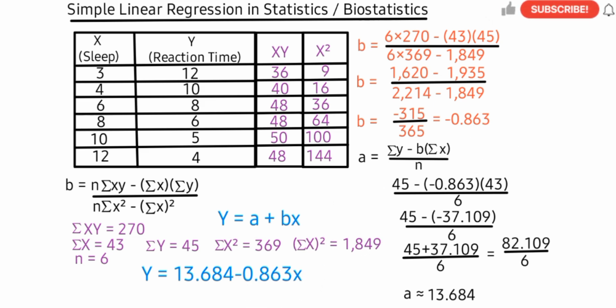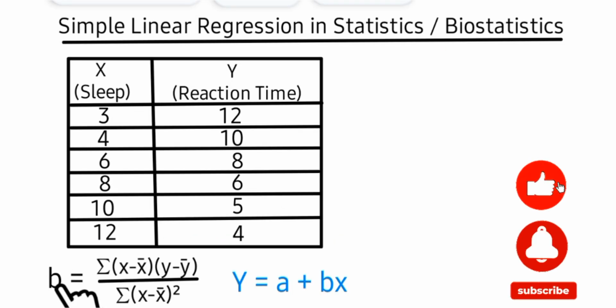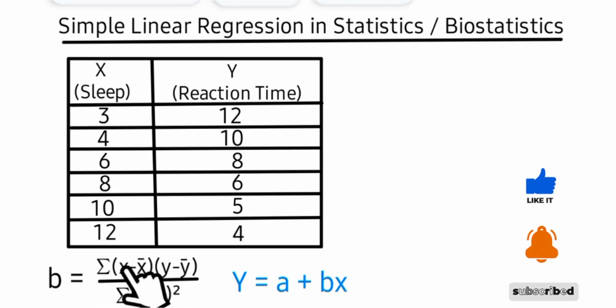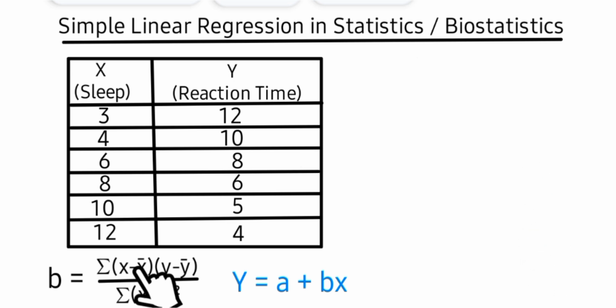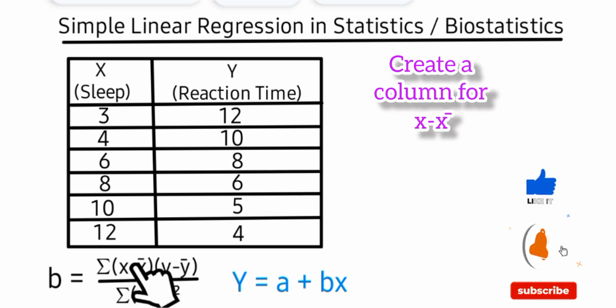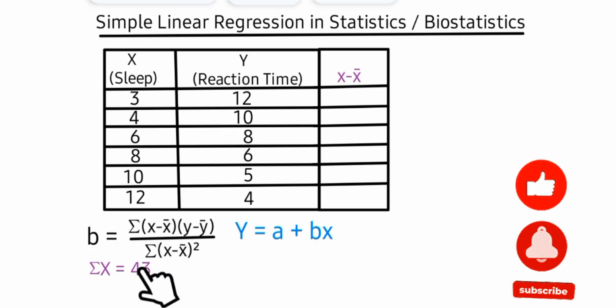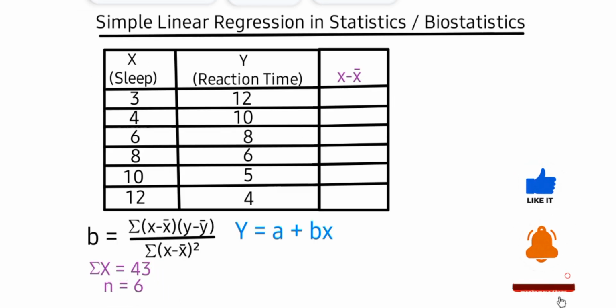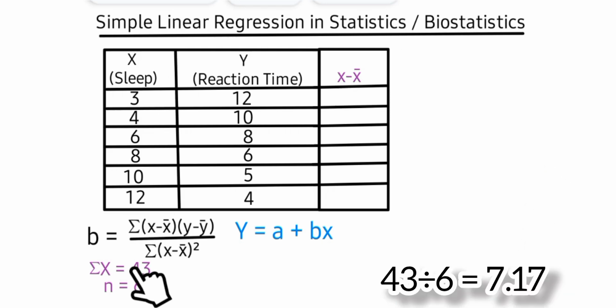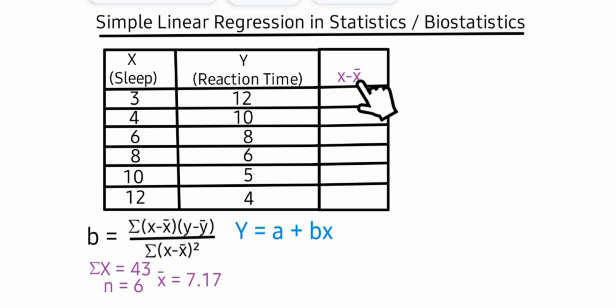Now let's proceed to using the second formula to determine the best fit equation. We'll use this formula to compute the slope b. We can see x minus x mean here, so we are expected to create a column for x minus x mean. Now let's find the mean of x. Remember the summation of x is 43 while n is 6. So the mean of x will be 43 divided by 6, 7.17. x minus x mean simply entails each of the x values minus the mean value. For the first one, 3 minus 7.17.